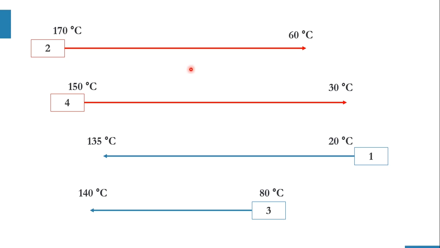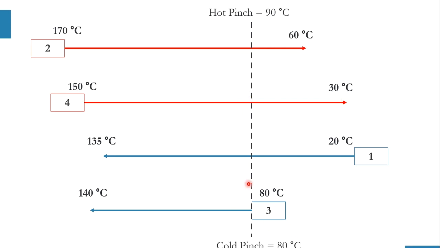So obviously our first task is to divide the system at pinch, and the hot pinch temperature is 90 degrees centigrade. It means that above pinch it is 170 to 90, and below pinch it's 90 to 60 degrees centigrade. Similarly, this stream 150 to 90 degrees centigrade above pinch and 90 to 30 degrees centigrade below pinch. Now the cold pinch temperature is 80 degrees centigrade. It means 20 to 80 degrees centigrade below pinch, and above pinch 80 to 135.